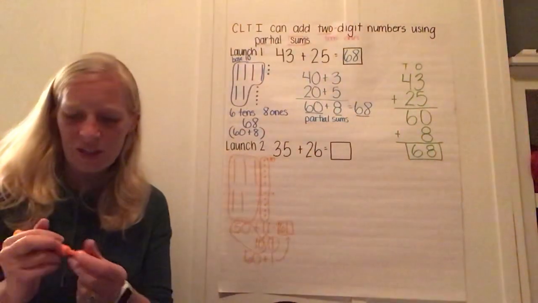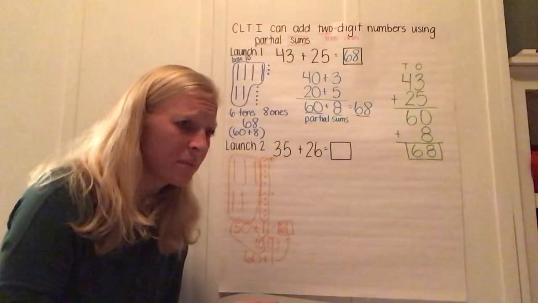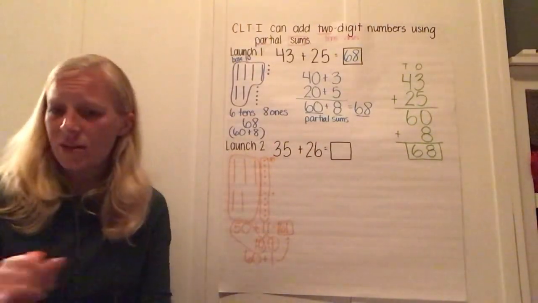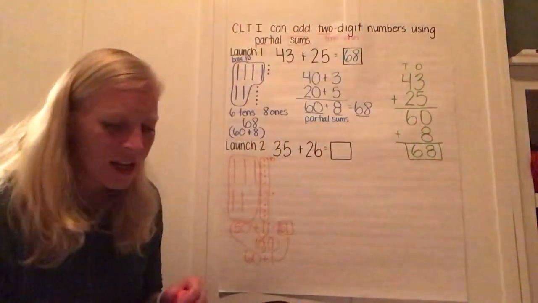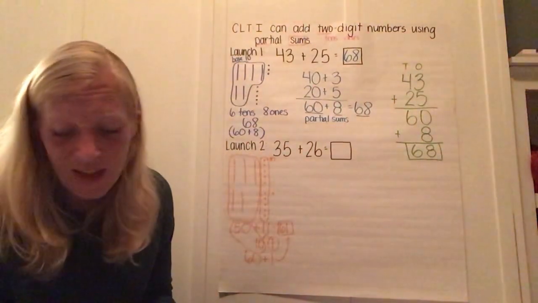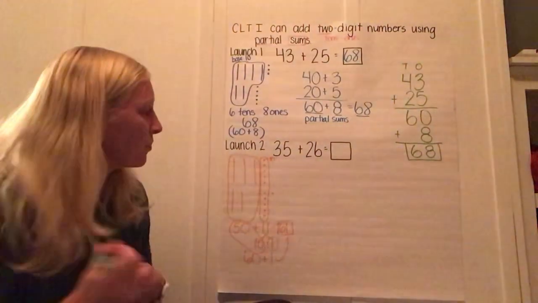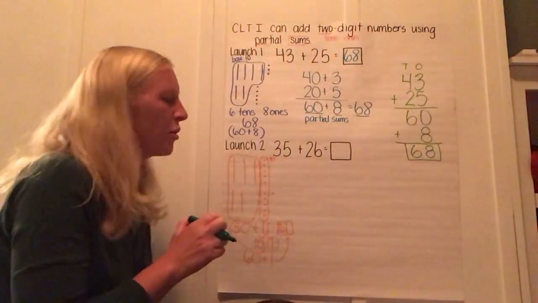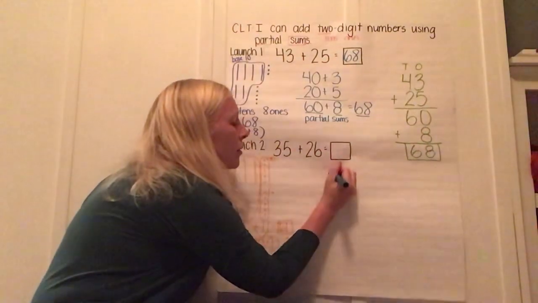Does everybody see what this friend did? Did anybody solve it the same way? Okay, seeing a lot of wiggle waggles. Okay, I have a friend over here that was using their partial sums. How did that partial sums look when you were solving it? How did you show 35 when you were doing your partial sums?